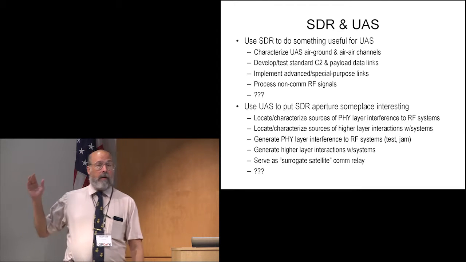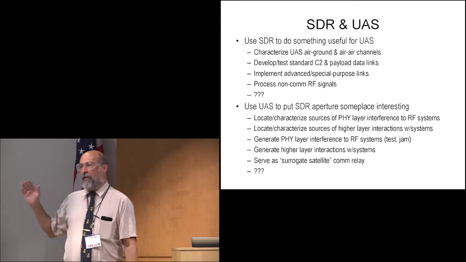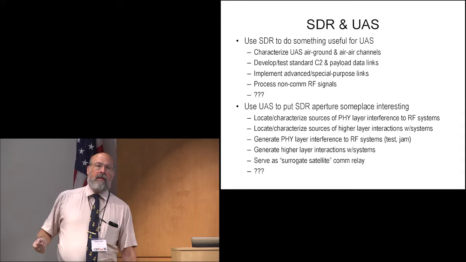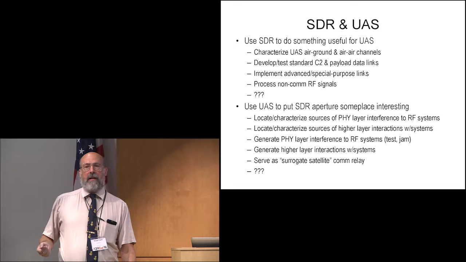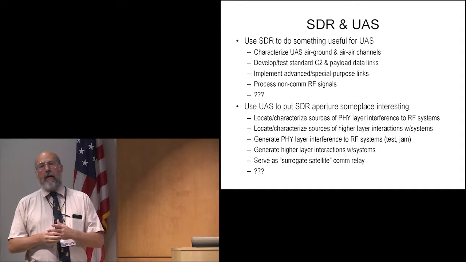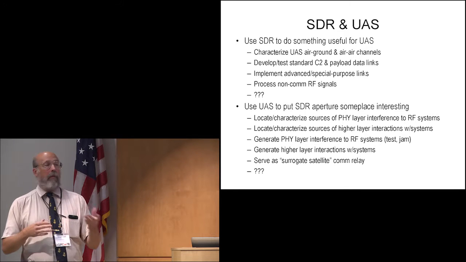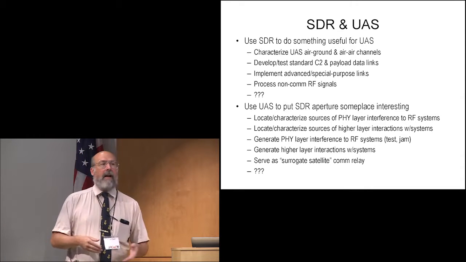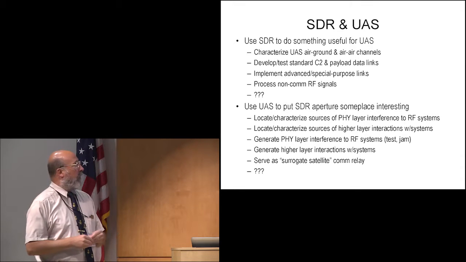Anybody here done FPV drone racing? Couple of hands, good. So those links tend to be analog, believe it or not. They tend to run at 5 gigahertz, but not 5 gigahertz Wi-Fi, rather analog links. And the reason is latency, right? The whole process of digitizing and packetizing and so on adds latency that the FPV racers don't want to incur.